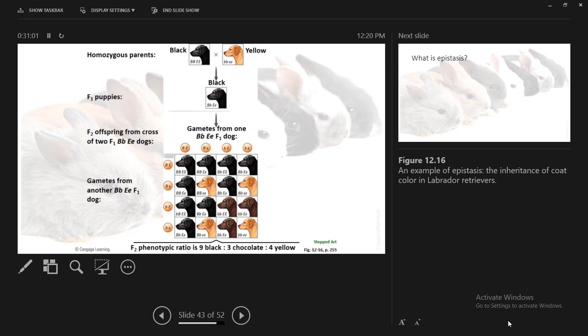A good example of epistasis in humans, although I don't even know if either one of them is a single gene. But you have a widow's peak, where your hairline comes to a point in the middle, and then you have male pattern baldness. And so if you go bald and you lose your hairline, you may have a widow's peak, but it's no longer there. And so there you have the expression of one phenotype erasing another one.